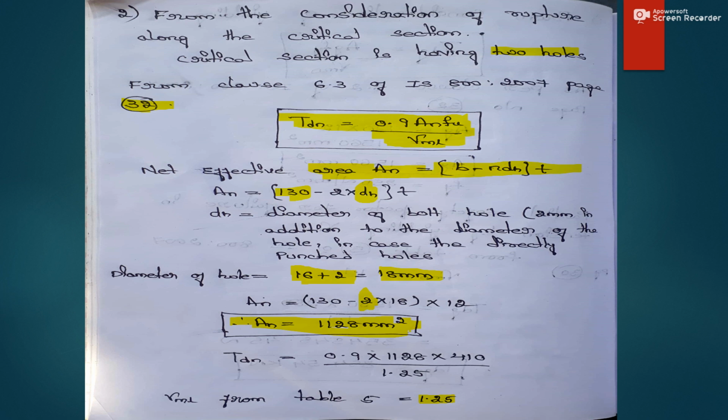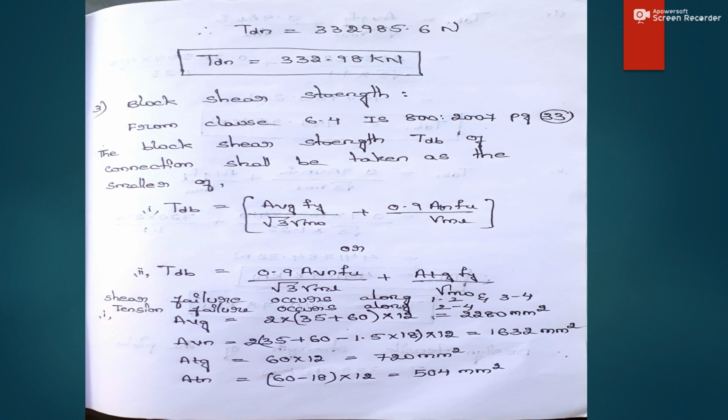Now what is the answer? It is 332985.6 newtons, and therefore Tdn is equal to 332.98 kilonewtons. This is the strength for rupture. So now we have calculated the strength for rupture as well as yielding. First we calculated yielding, next we did rupture. What is the leftover one? Block shear. We need to find the block shear, then we can compare and give the answer.